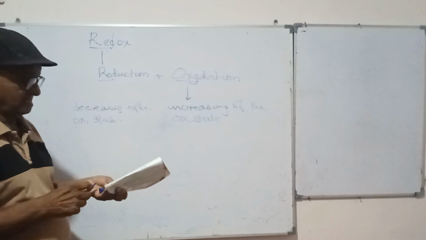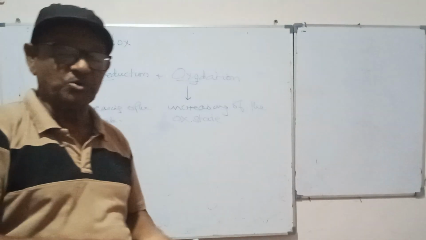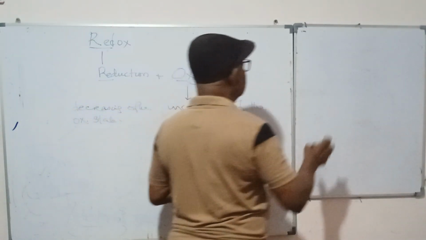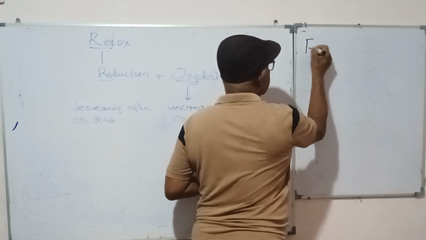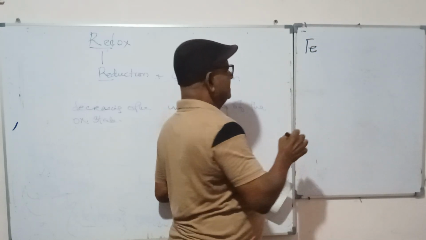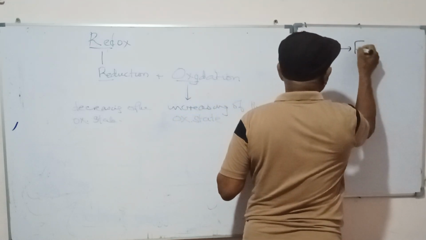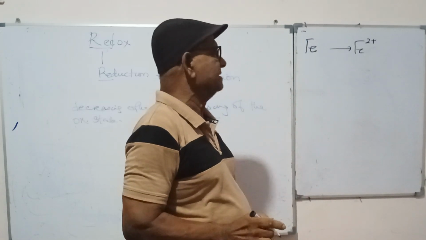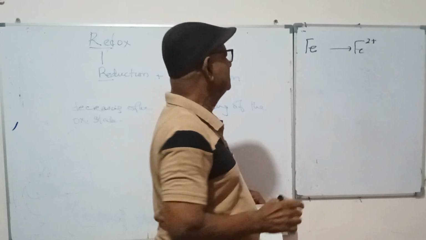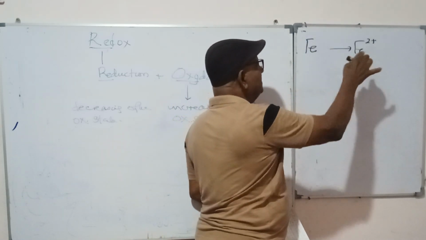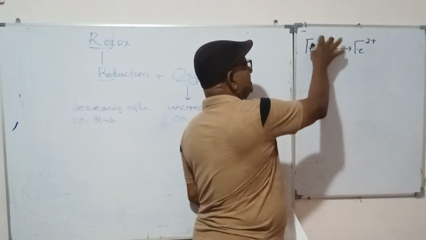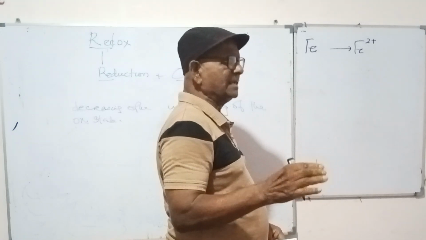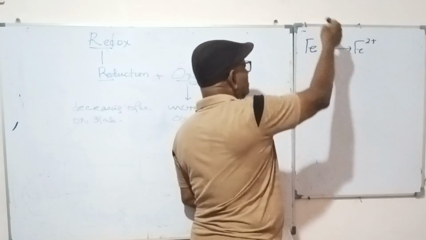I'll show you examples. See here, if iron becomes Fe2 plus, the Fe2 plus ion, how does it become that? With the removal of 2 electrons. This one has 26 electrons and 26 protons in the nucleus. Then it removes 2 electrons.